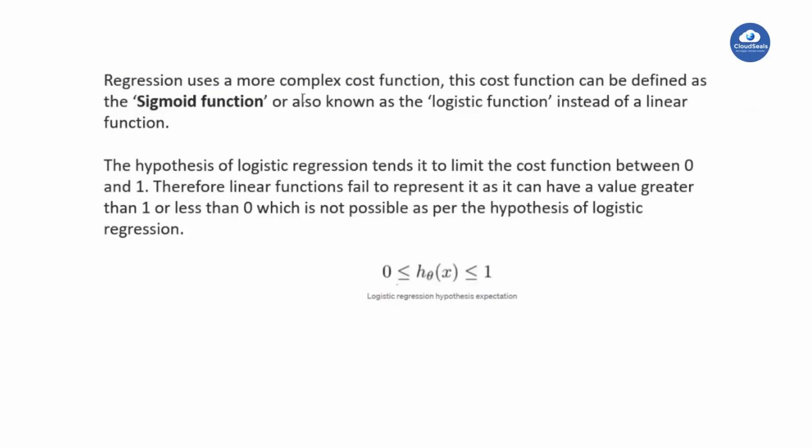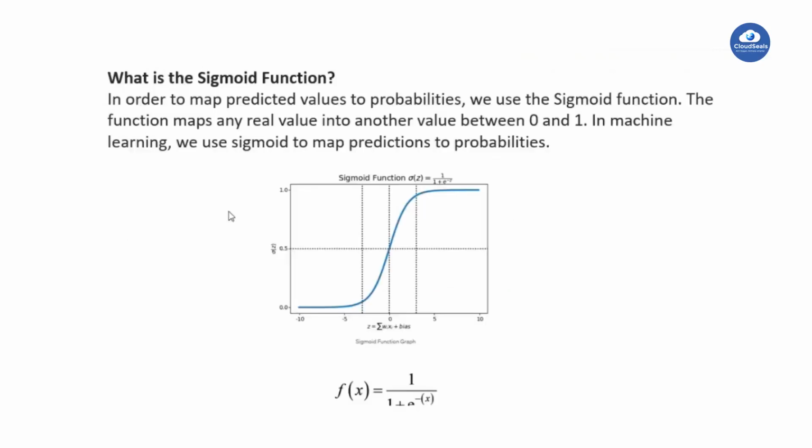So logistic regression uses a more complex cost function. This cost function can be defined as the sigmoid function, or the logistic function. Logistic regression always limits between 0 and 1, and probability always limits between 0 and 1. Please keep this in mind. What is the sigmoid function? The sigmoid function maps any real value into another value between 0 and 1. In machine learning, we use sigmoid to map predictions to probabilities.